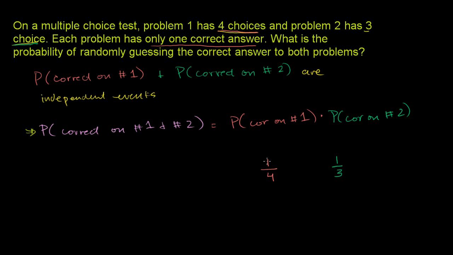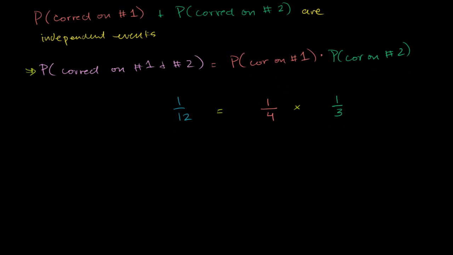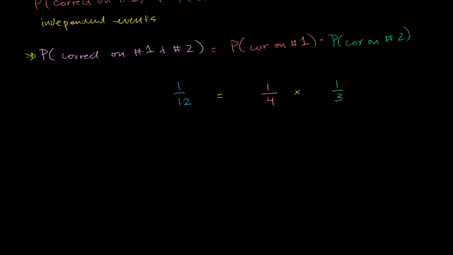The probability of guessing correct on number 1 is 1/4. The probability of doing so on both of them is going to be the product. So it's going to be equal to 1/4 times 1/3, which is 1/12. Now, to see visually why this makes sense, let's draw a little chart here. We did a similar thing when we thought about rolling 2 separate dice.